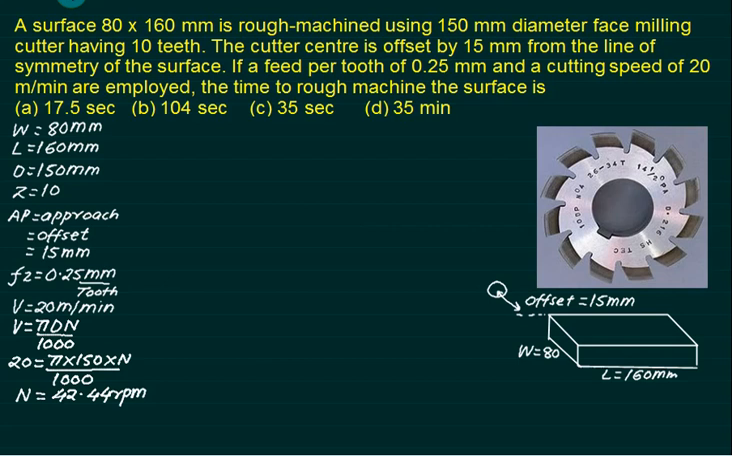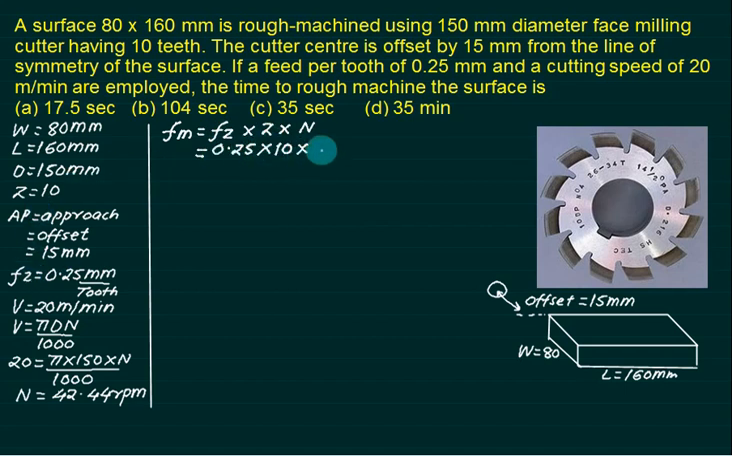Now once we know the rotational speed, we'll calculate Fm first, that is the table speed. Fm is given as Fz into Z into N. Fz is 0.25, Z is 10, N is 42.44, giving 106.1 mm per minute.